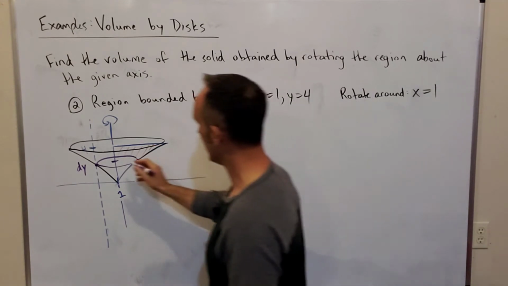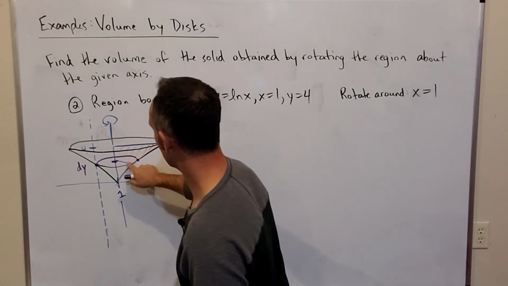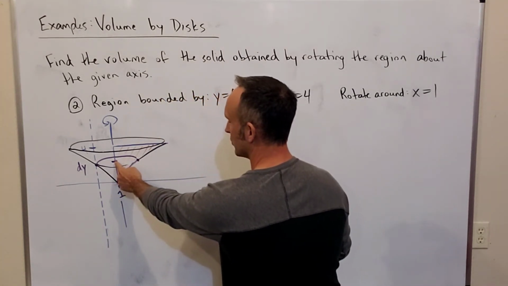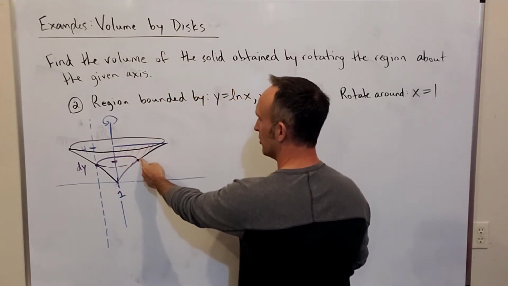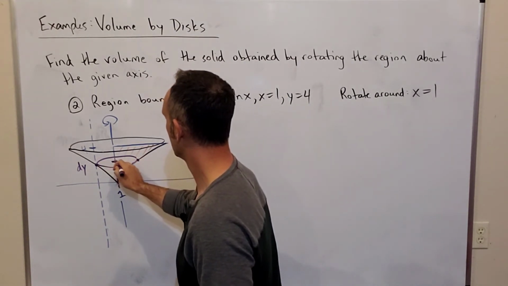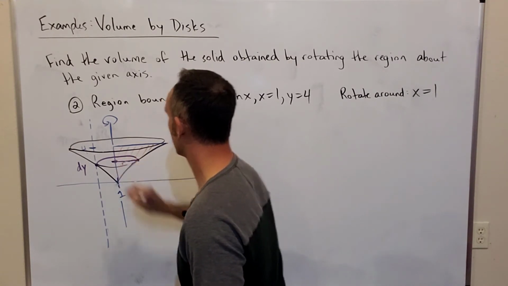Now let's look at the radius. That's always the key here. The radius is this distance. The radius goes from the center, the axis of rotation, to the original boundary. So don't go to the left, go to the right. So this is the radius of this disk.